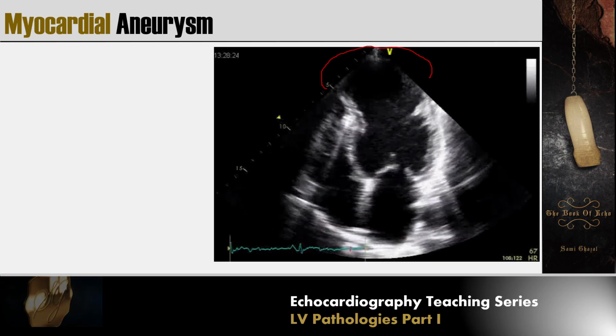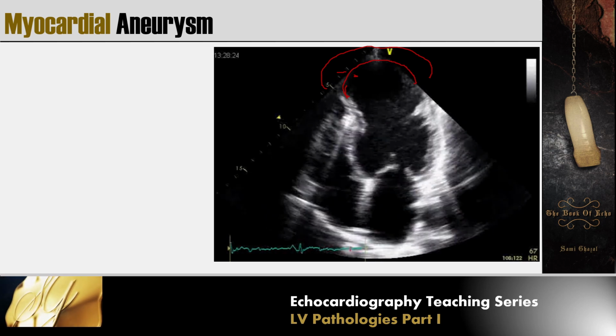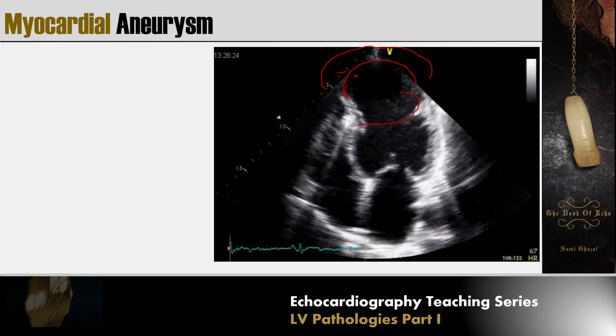Now, if you notice, you will see that this bulge, despite the wall here might be a little bit thinned out, involves all the layers of the myocardium. And LV aneurysm is characterized by a wide neck. You can see the neck here is wide.